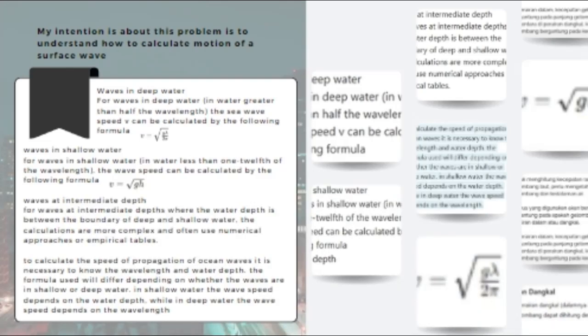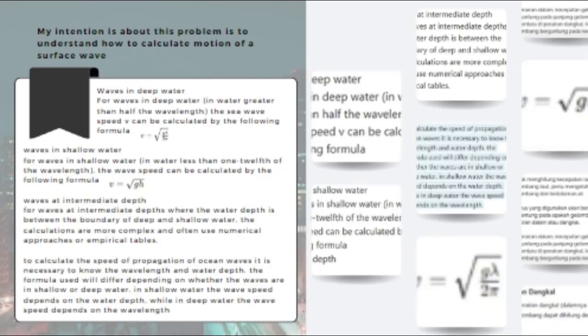The second one is wave in shallow water. For the wave in shallow water, which is the water less than 1/12 of the wavelength, the wave speed can be calculated by the following formula, which is v equal to root g times h. And the last one is wave at intermediate depth. So for the wave at intermediate depth, where the water depth is between the boundary of deep and shallow water, the calculation may be complex and often uses numerical approach or empirical tables.